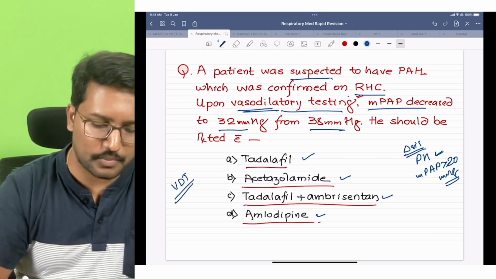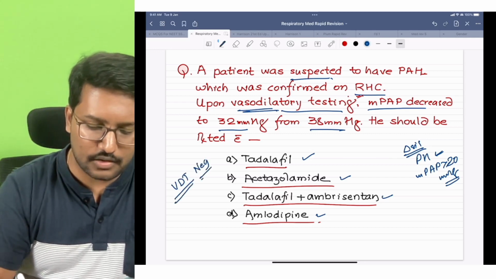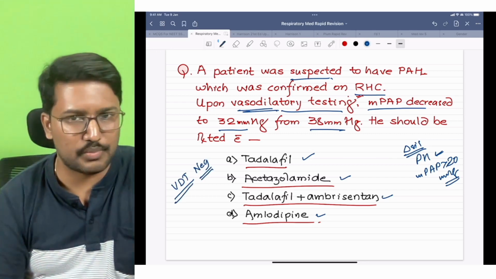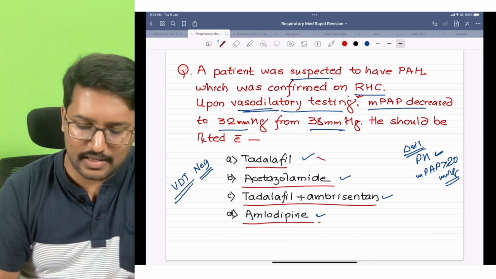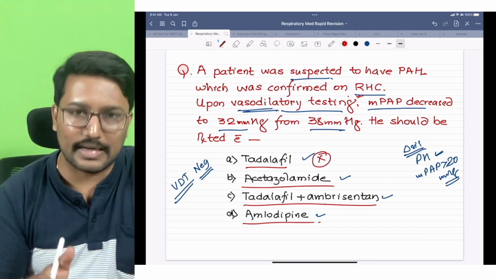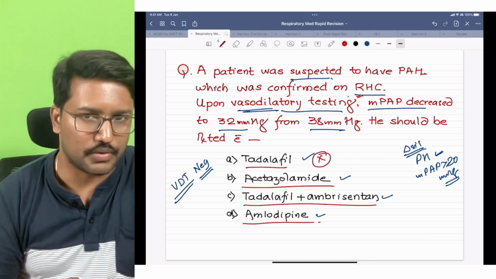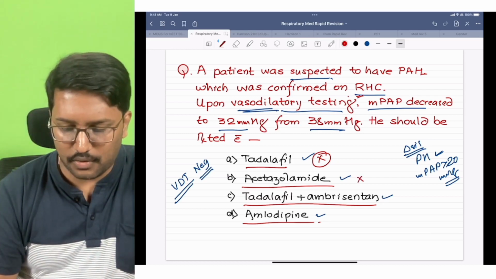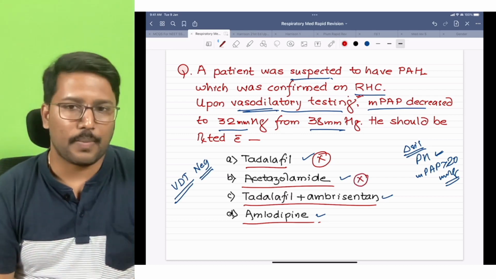And what did we learn from the algorithm? We right now prefer combination therapy. If the vasodilatory testing is negative, no longer solo therapy is preferred. So option A is ruled out. Tadalafil is not a drug of choice. Acetazolamide is obviously not a preferred drug for treatment of pulmonary hypertension per se.